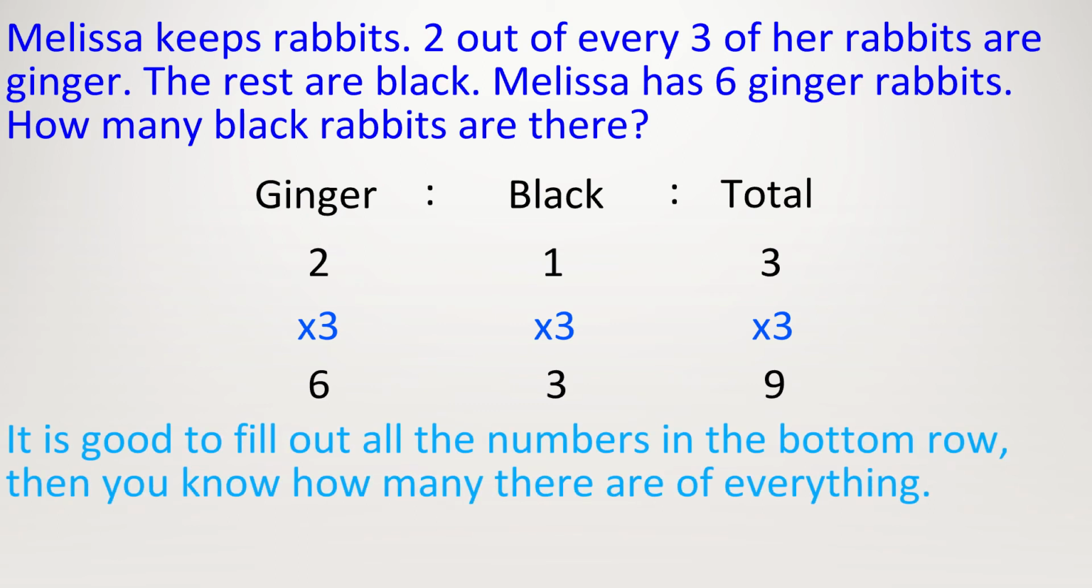A good way to check is to add up the numbers in the bottom row. 3 times 3 is 9, but also the bottom row says 6 plus 3 is 9. That's how you know you've got a ratio question correct. Use the bottom row, add it up to check you get the total.